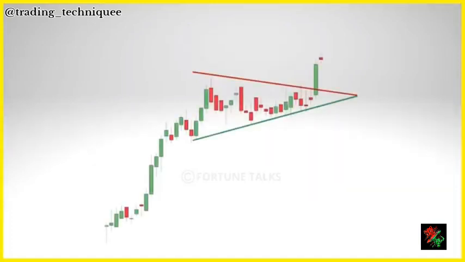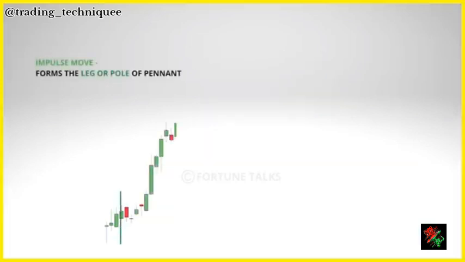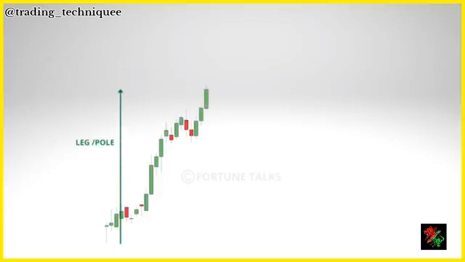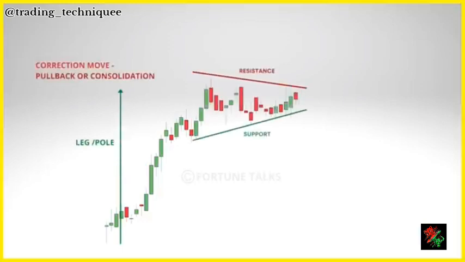Now the bull pennant is a chart pattern that forms a triangle during the pullback. Now it consists of two parts: the impulse move, which forms the leg or the pole of the pattern, and the correction move, which is formed as a result of the pullback.